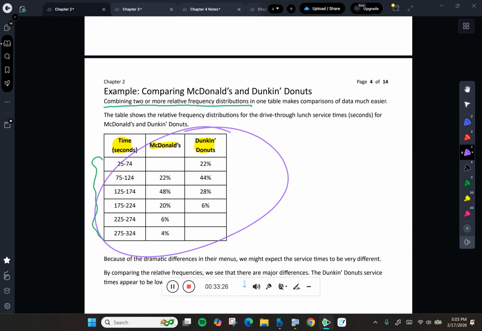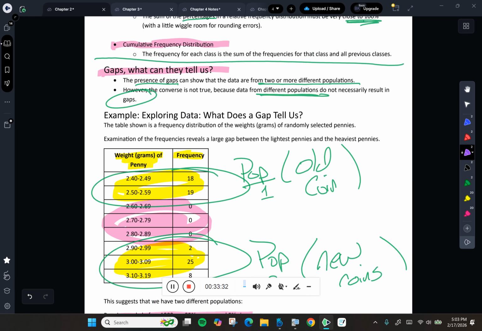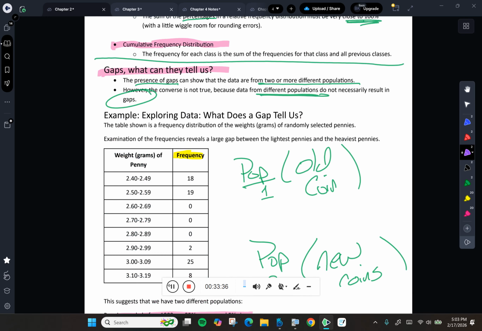Remember something though, we lose accuracy when we have a frequency distribution. Even something as accurate as this one, where the class width is only 0.1 grams. That 18 tells me that 18 pennies are in that range, but I don't know how much any one penny weighs. I just know that 18 of them weigh somewhere between 2.4 and 2.49 grams. So we lose a little bit of accuracy, but we gain a little bit of clarity.